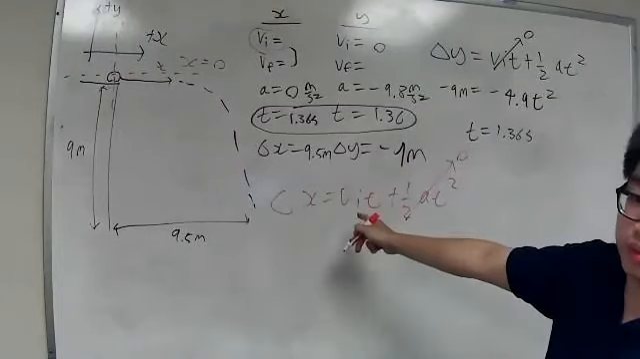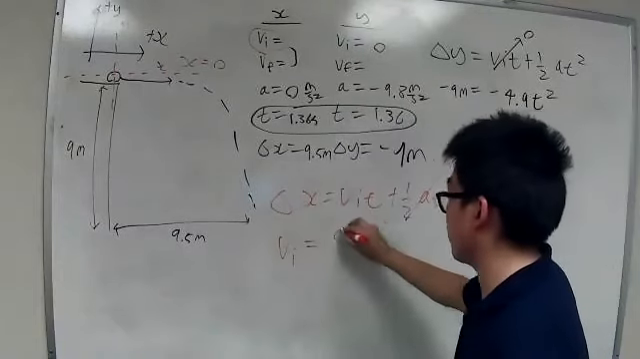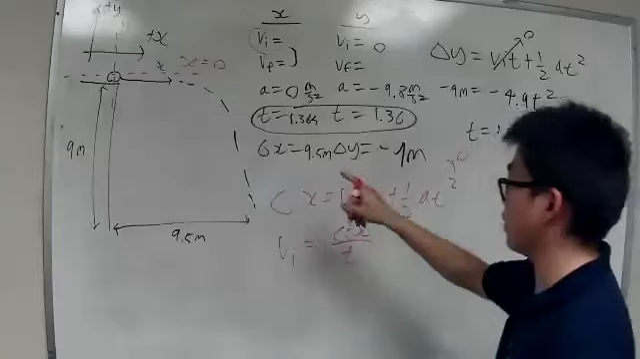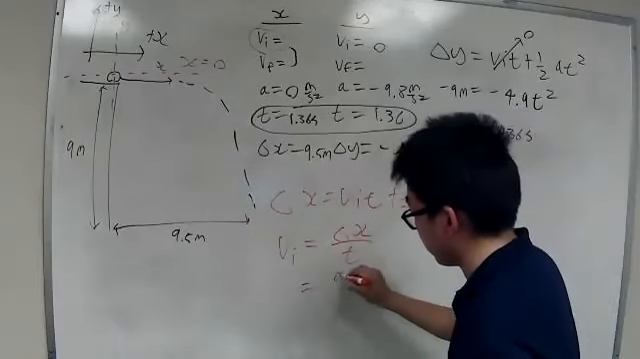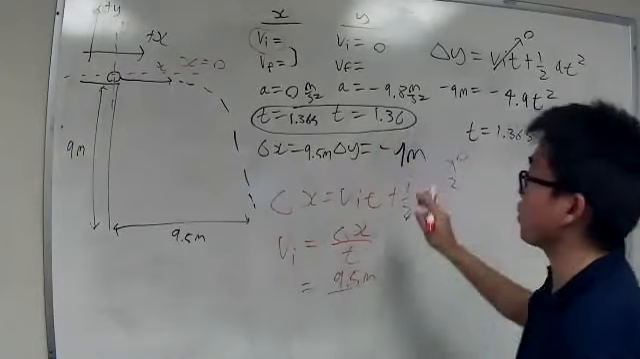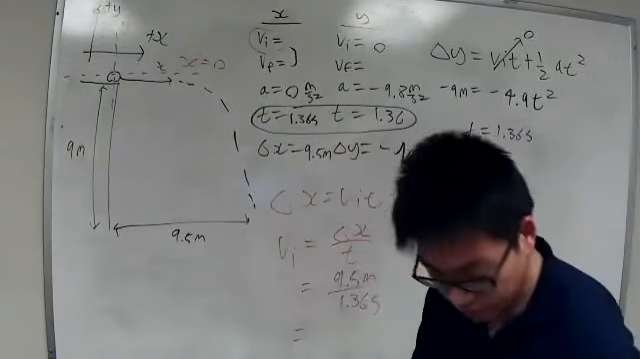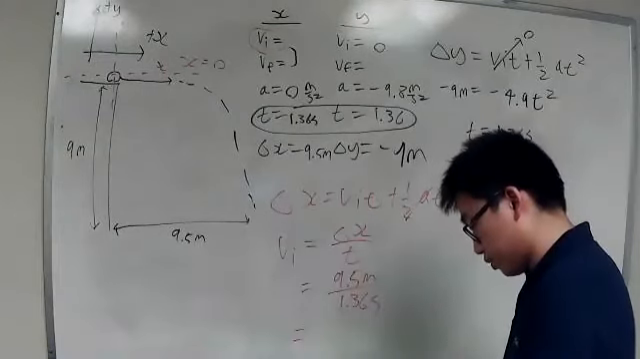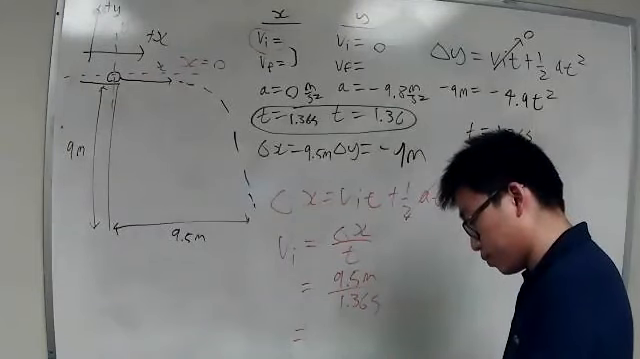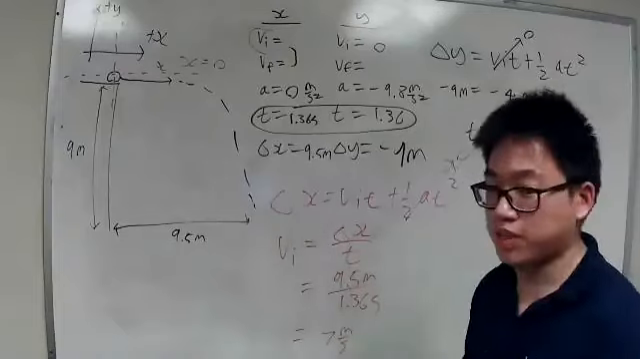Let me just solve for velocity here. So again, you can see it's just delta x over t, which is just meters per second. What's the x displacement? Positive 9.5. And then the time, 1.36 seconds. And what's this going to be? 9.5 divided by that is about 7 meters per second, which sounds right to me.